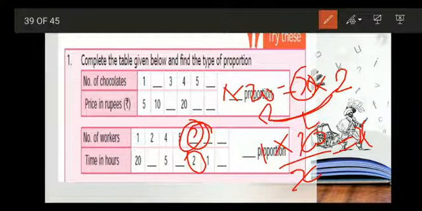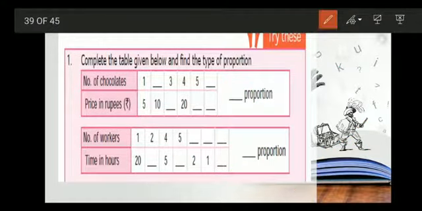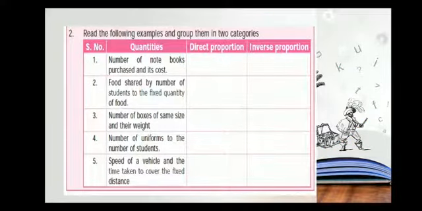Okay. So 10 workers can complete in 2 hours. So how many workers can complete in 1 hour? 20 workers can complete it in 1 hour. Okay. So this is also in inverse proportion. Okay. Now we'll move to this one.